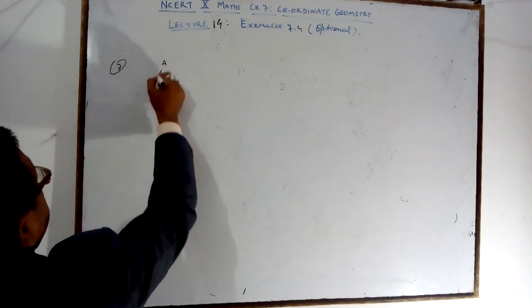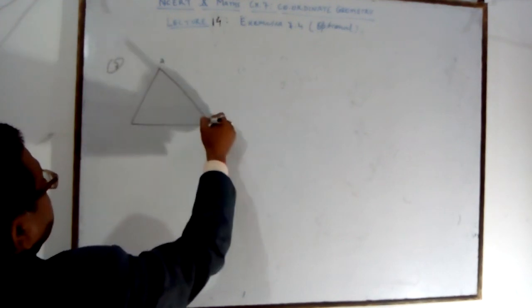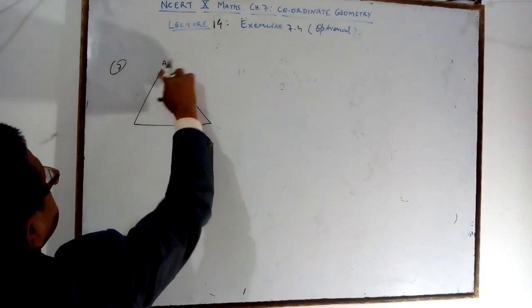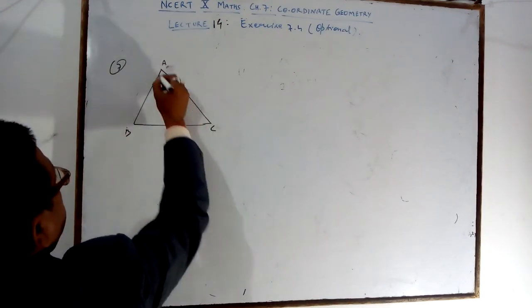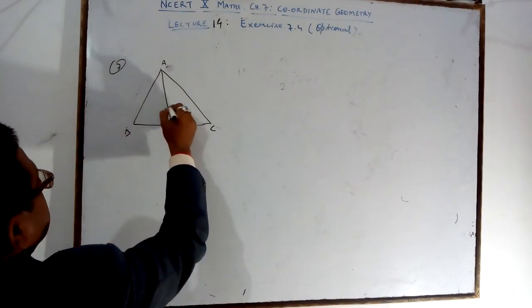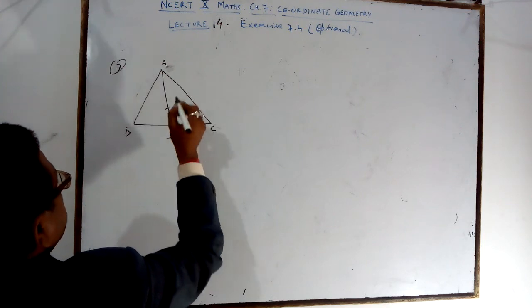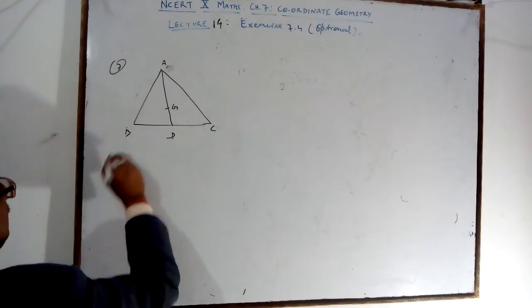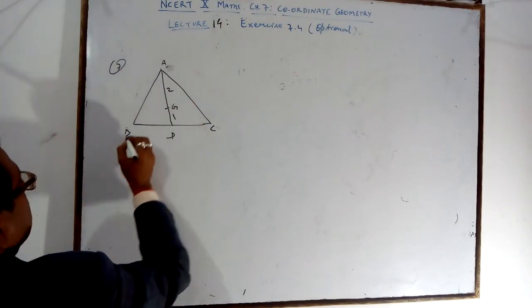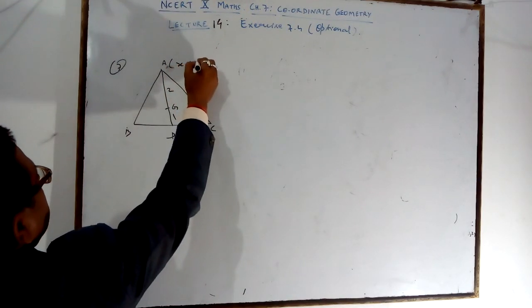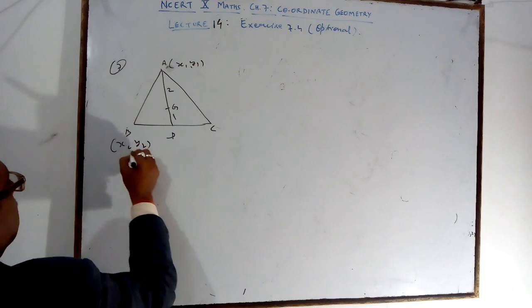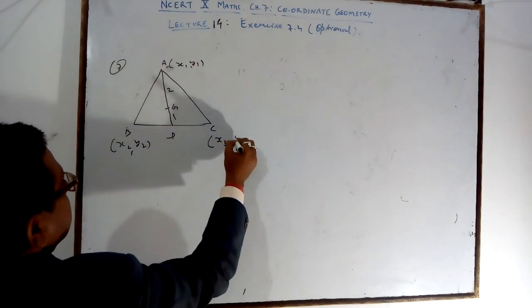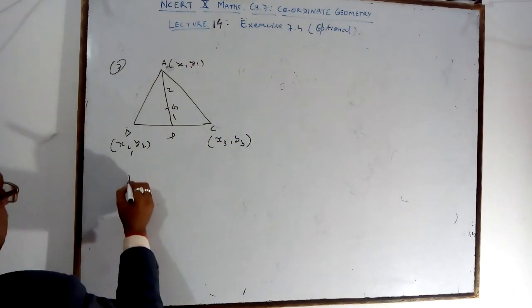It is A. I have told you already the formula. The centroid divides the median in a 2:1 ratio. Here G is the centroid of triangle ABC, with D on BC, and it divides AD in 2:1. Given x1, y1, x2, y2 and x3, y3, what is the coordinate of D?